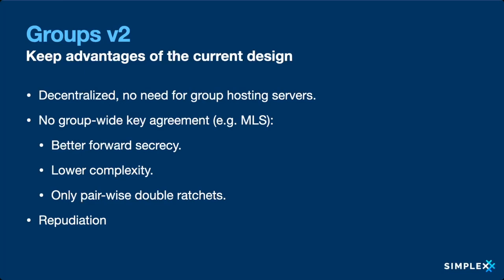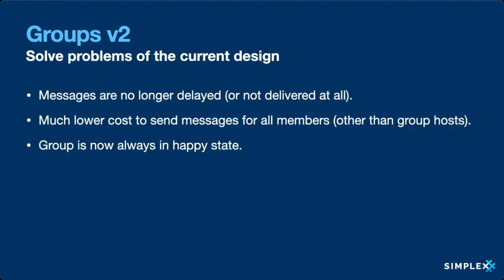So it remains decentralized. There are no hosts and servers needed. There is no need for group-wide key agreement like the recently standardized protocol MLS, and that's a good thing, because MLS has worse forward secrecy than double ratchet, and it also has very high complexity. So the new design will rely only on pairwise double ratchets. And it still provides repudiation, which means that you cannot prove to a third party that somebody sent a message. It's another term like deniability. But it has lots of additional advantages, and it solves all the problems of the current design.